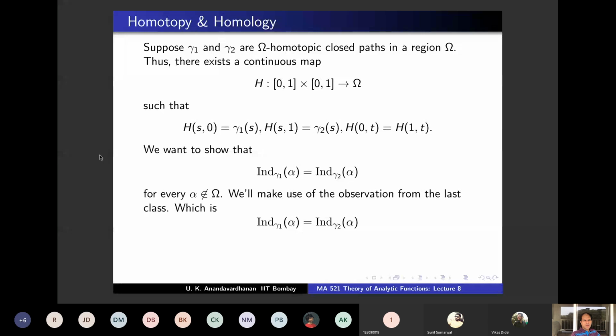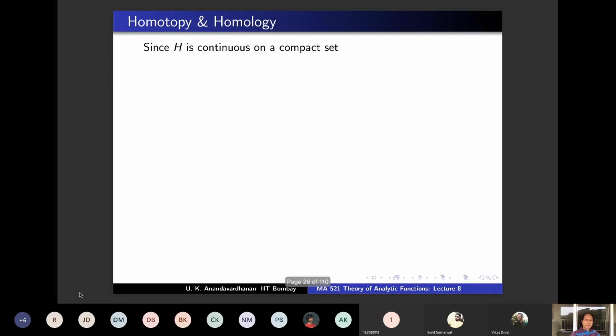So this was the observation that the index of alpha with respect to gamma 1 is the index of alpha with respect to gamma 2 if mod alpha minus gamma 1 s is strictly bigger than mod gamma 2 s minus gamma 1 s for each s. S is from the interval 0, 1. So for each s between 0 and 1. Okay, so this is what we will do. So we are starting the proof.